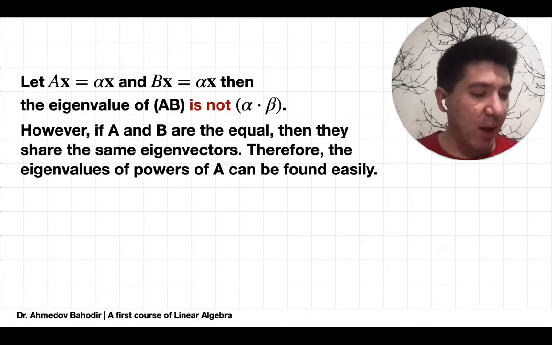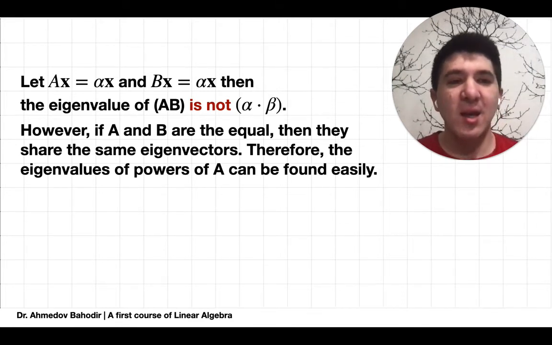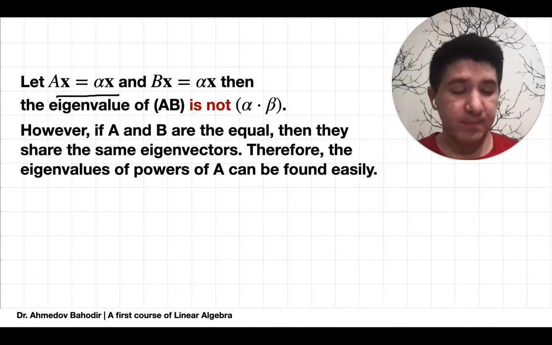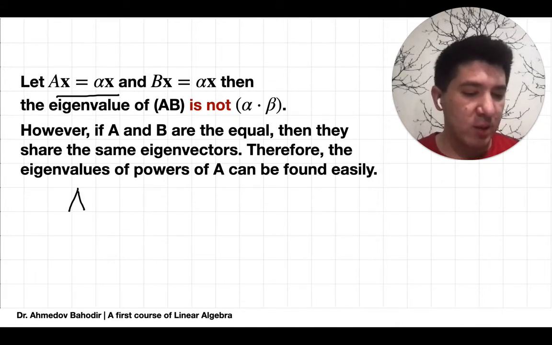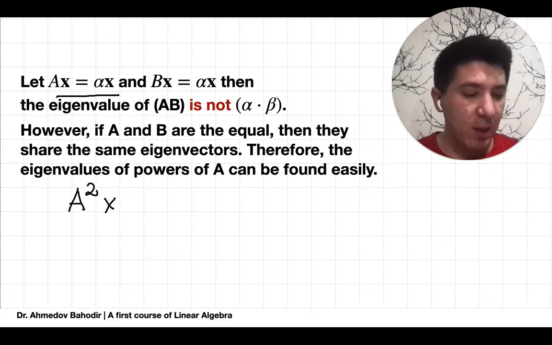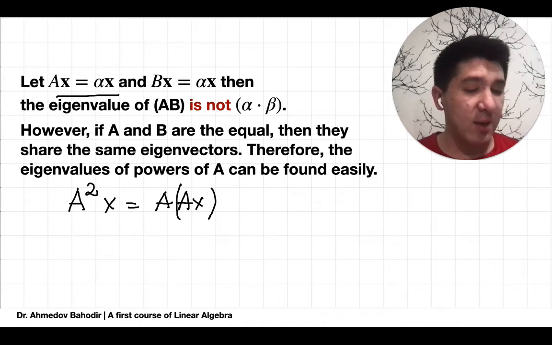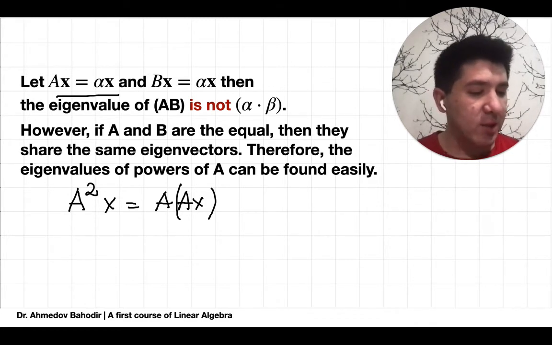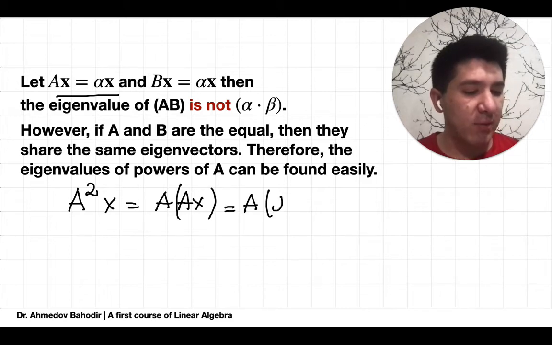So let's assume that I'm given the two matrices A and A. We are given the eigenvalue problem for this matrix A, and I would like to figure out the eigenvalues of A squared. So I'm going to write down A squared and multiply it by the eigenvector x of A. I'm going to rewrite this as A times Ax. Since x is an eigenvector of A, I can substitute this Ax with alpha x. It's going to be equal to A times alpha x.